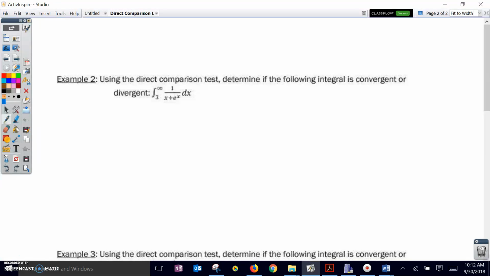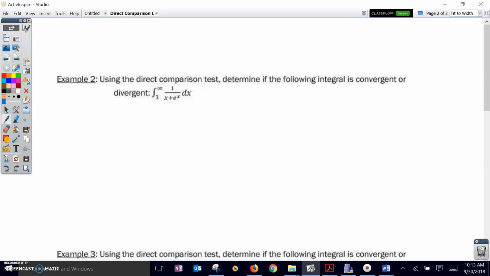Similarly, if we can find one that's always smaller on the interval of integration that diverges, we can show that the one that we're comparing to diverges. So we're looking for either a bigger convergent integral to show that this converges, or a smaller divergent integral to figure out if this converges or diverges. It doesn't do any good to find either of the other two cases. When we find a bigger integral that diverges, that doesn't help us, and if we find a smaller integral that converges, that doesn't help us.